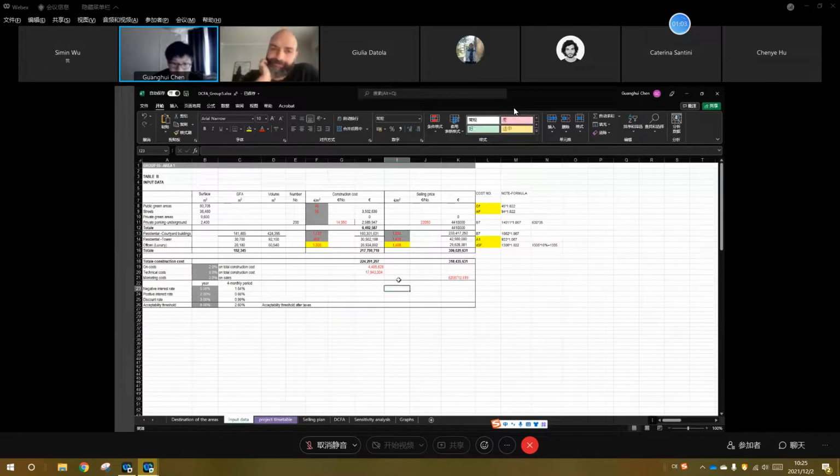And about the office, we found in the PDF from the website that the highest price is only 1,100. It's lower than the construction cost. So we use this price and add 10% to get our selling price.